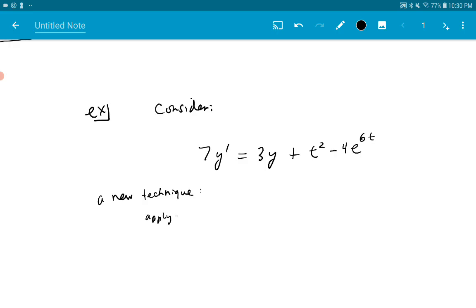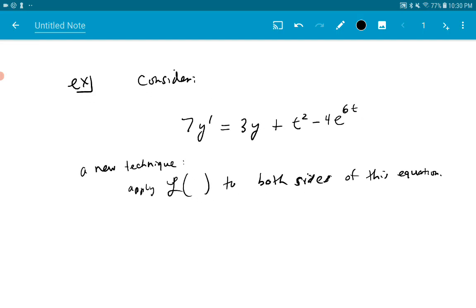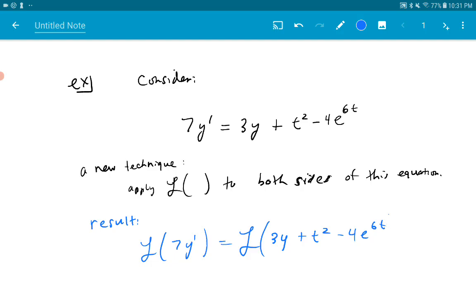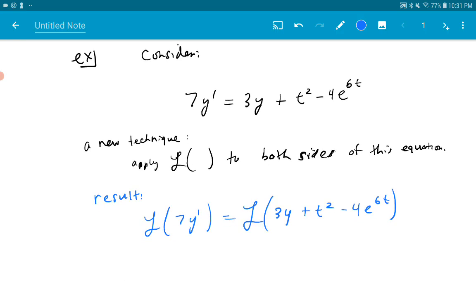apply the Laplace transform to both sides of this equation. Remember, you have an equation, so you're allowed to do the same thing to both sides. Even though it's a differential equation, you can still do that. So what do we get? Let's try it. We take the Laplace transform of 7y prime equals the Laplace transform of 3y plus t squared minus 4e to the 6t. By the way, y is some function of t here, so when I write y, it's really some y of t.